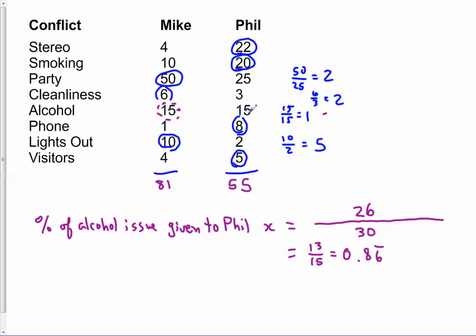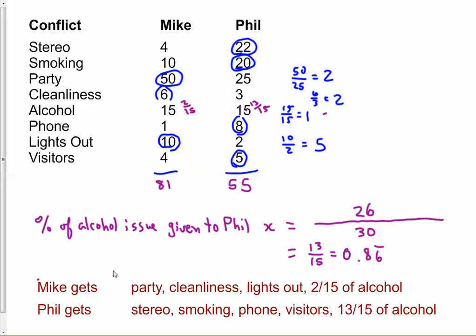Okay. All right. So he gets part of it. He gets 13 fifteenths. He gets most of it, in fact. Phil only keeps, I guess, 2 fifteenths, or whatever, 13%. Okay. So what we can do at this point is just write down what everybody's getting. And here it is. So Mike gets the party issue, the cleanliness issue, the lights out issue, and 2 fifteenths of the alcohol issue. Phil gets the stereo issue, the smoking issue, the phone issue, the visitors issue, and 13 fifteenths of the alcohol issue.